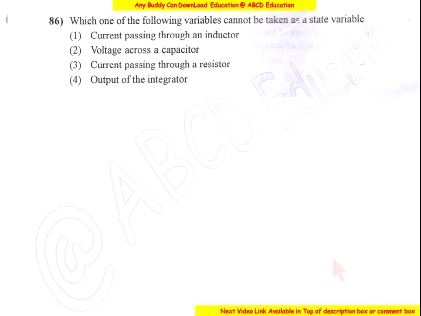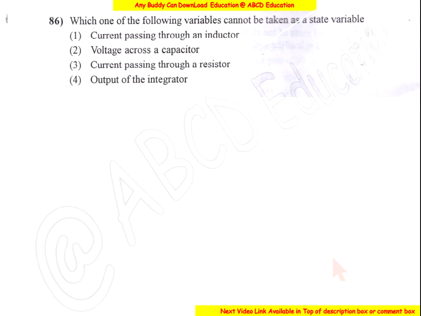Now come to question number 86. Which one of the following variables cannot be taken as a state variable? For a state variable we use integrator and differentiator. So for the current passing through the inductor, v equals L di by dt. So it is differentiated, so it can be used as a state variable, where i can be used as a state variable. Voltage across the capacitor.